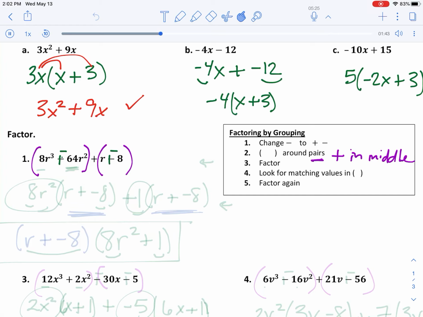Okay, now let's look at what we can factor out. So looking at our common factors for monomials, I have an 8 in both of these, and I also have r, the highest degree is 2. So 8r squared times r plus a negative 8. And remember, 8 times negative 8 is going to give me this negative 64 right there, and my r squared. Plus, there's nothing I can factor out here, so that's okay. I'm just going to leave it as r plus a negative 8.